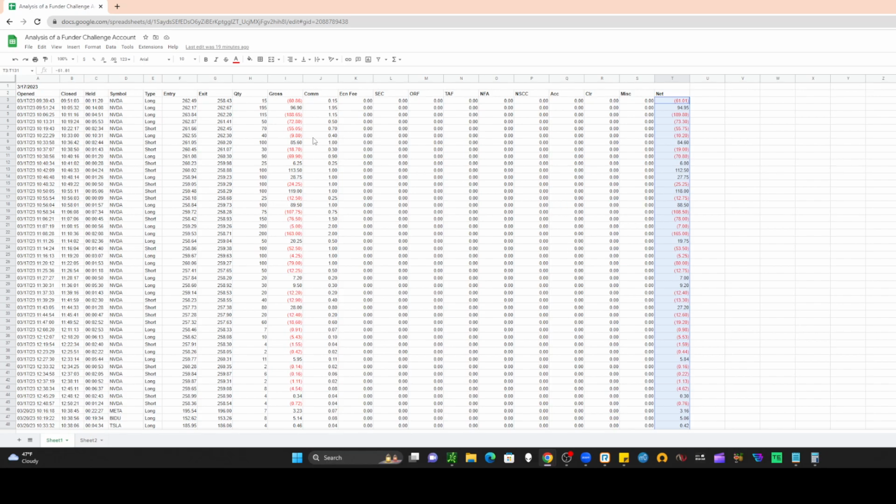I uploaded it, and then I edited it so that I can cut out some of the extra stuff and just get down to the nitty gritty, which is the net results of each trade, right? So you can see, for example, here is an NVIDIA long position where the entry is at 260.06, the exit was at 259.27 with 100 shares, leading to a gross loss of $79 plus fees equals a net loss of $80.